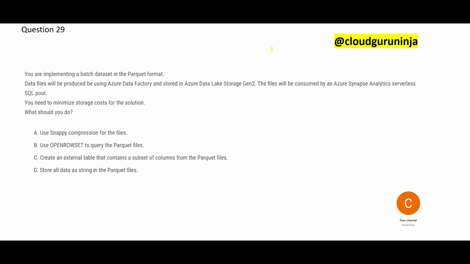See, this is a fantastic question where you have to save storage costs for this solution. Now, if you want to save storage costs, these are the options. Mind you, you are already using Parquet format. Now, apart from this, what additional stuff do you have to use? You cannot use D because D is again talking about Parquet files, and the same applies to option C, where it is again talking about Parquet files, and B, which is talking about OPENROWSET with Parquet files. So snappy compression is something which we may have to apply.